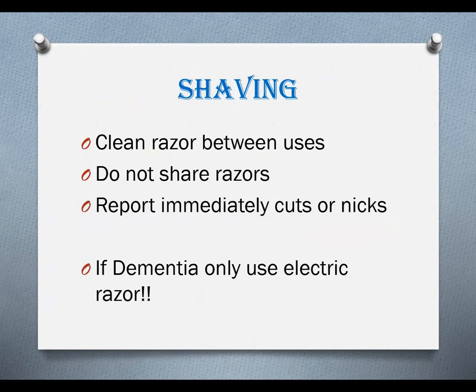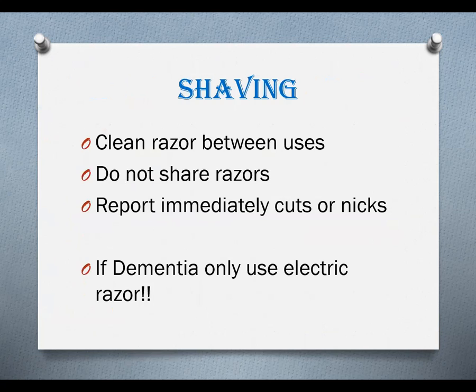Then while shaving a resident, if at all you happen to cut or nick their skin, please report that immediately to your nurse supervisor. For residents who have dementia, it is not recommended to use safety razors. You only use the electric razor, because with safety razors, they can all of a sudden burst out or get up to leave while you're shaving them, and you can easily cut or nick their skin. So if dementia, use electric razors only.